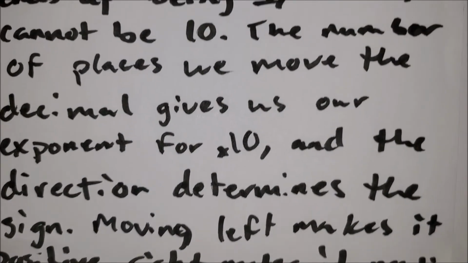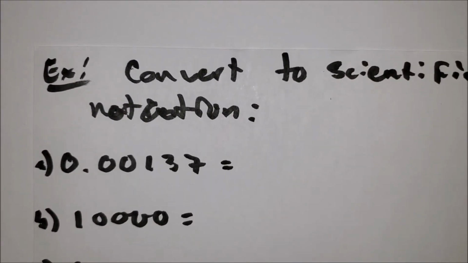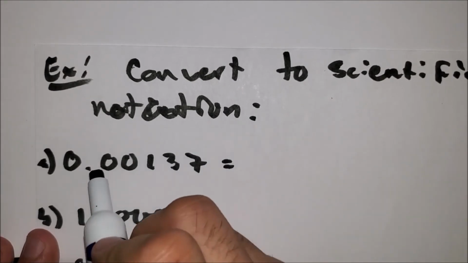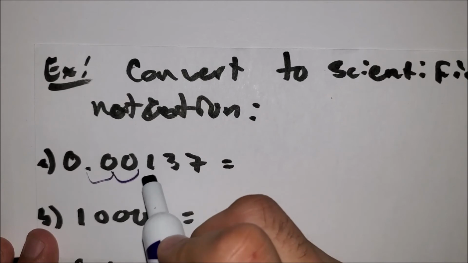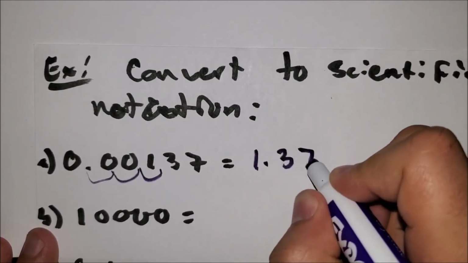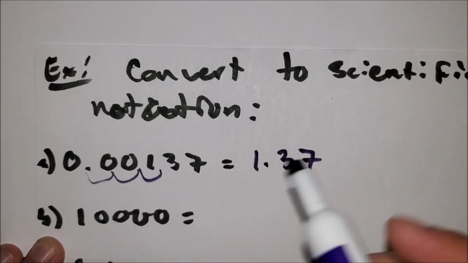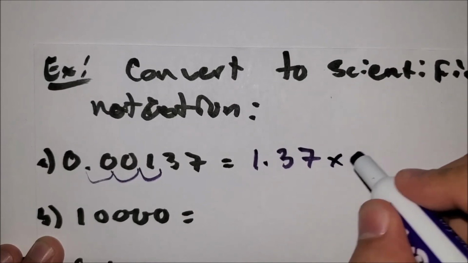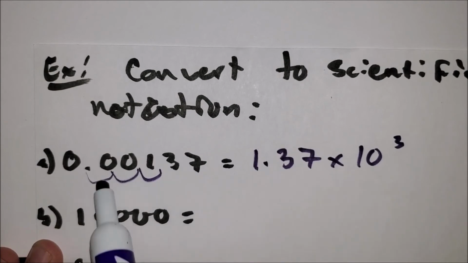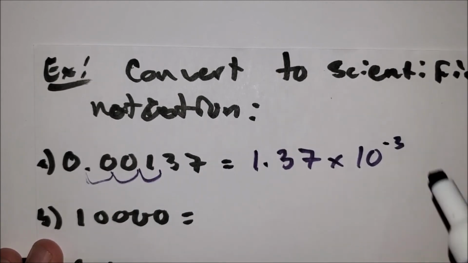So let's look at some examples. Our first example that we're going to do is 0.00137. If we move the decimal place, 1, 2, 3, this gives us 1.37. And notice that we moved it to the right 3 times. So when we say times 10 to something, we've got this 3. This is the number of places we moved the decimal. And we moved it to the right, so this becomes negative.